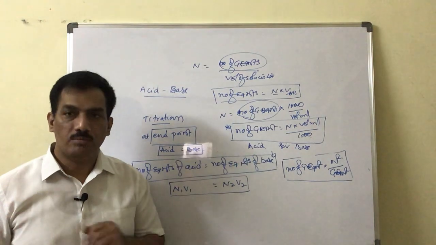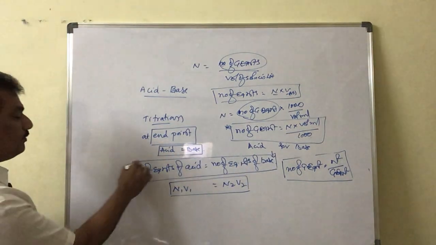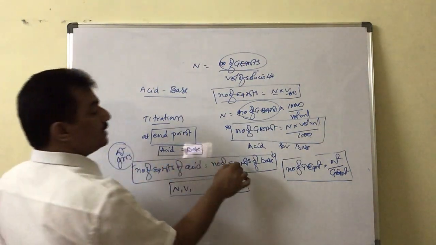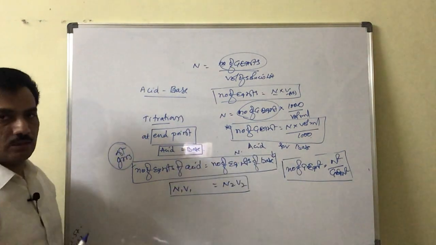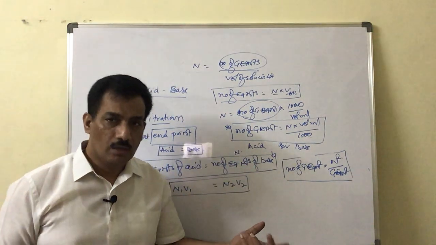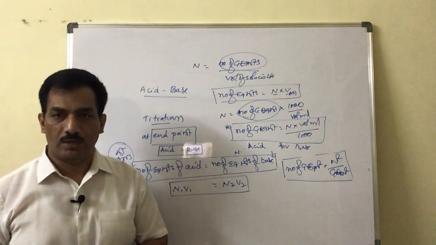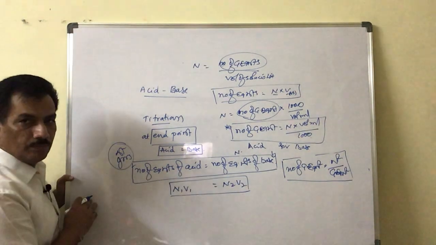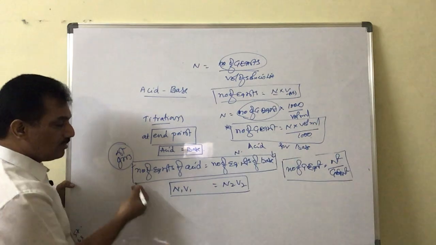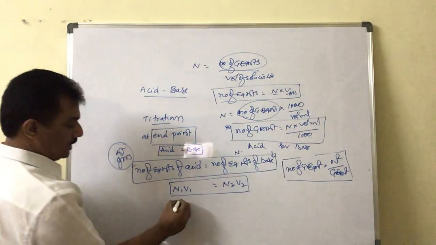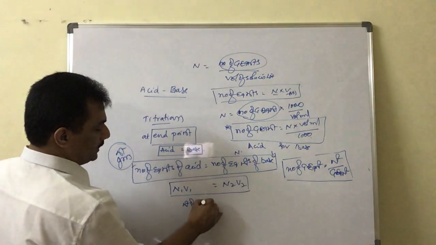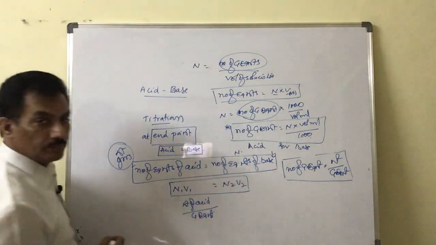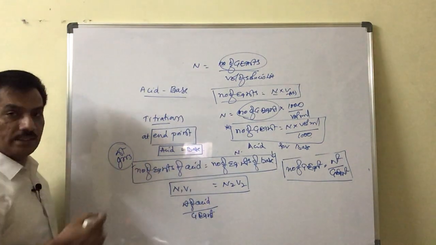But sometimes they are providing acid weight in terms of grams. That is, weight is given for the acid and normality is given for the base, or vice versa, meaning the base weight will be given and volume and normality of acid will be given. Then what to do? For example, first let us consider weight in grams of acid is given. Then what is the number of equivalent weights of acid? How to measure it? It is nothing but weight of acid by gram equivalent weight of acid. This is nothing but the number of equivalent weights of acid.